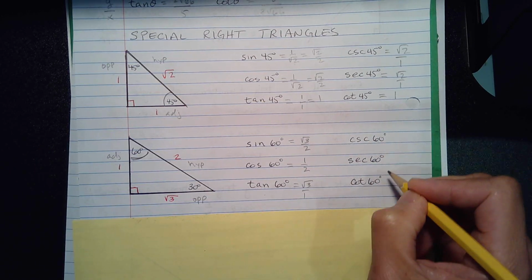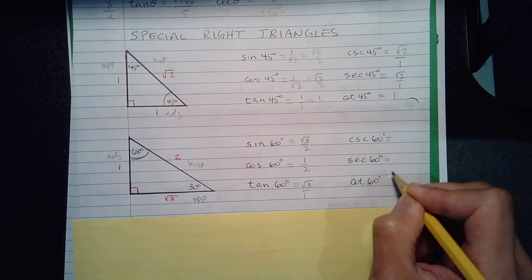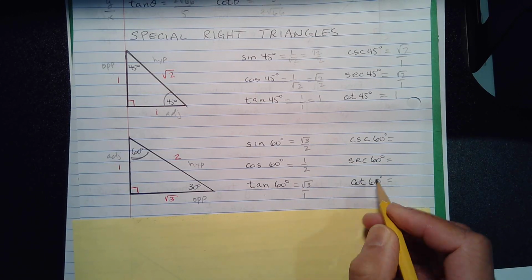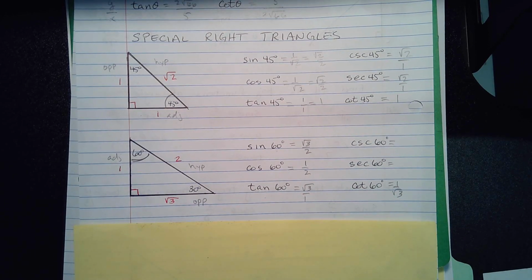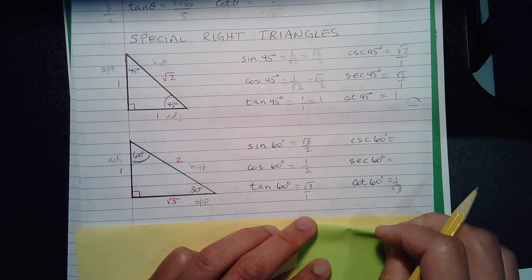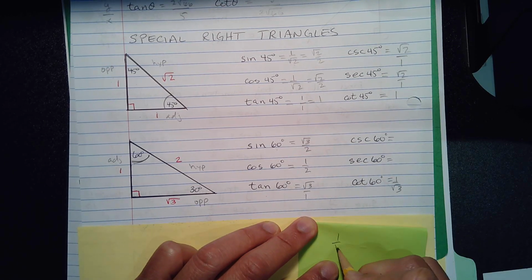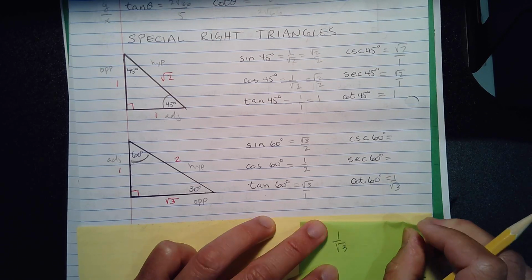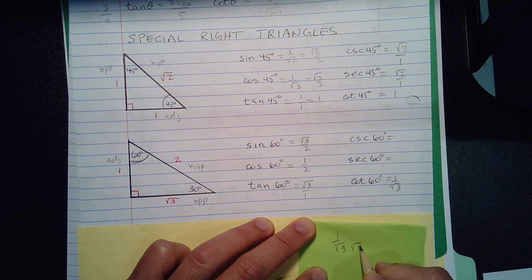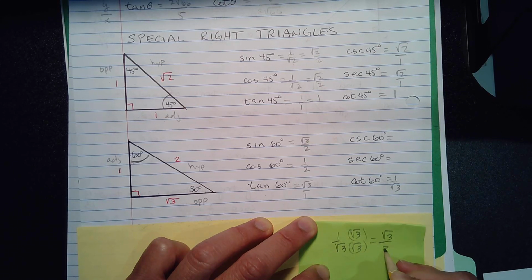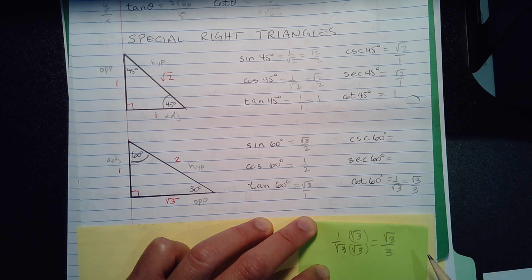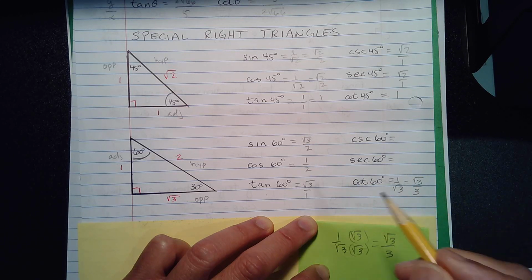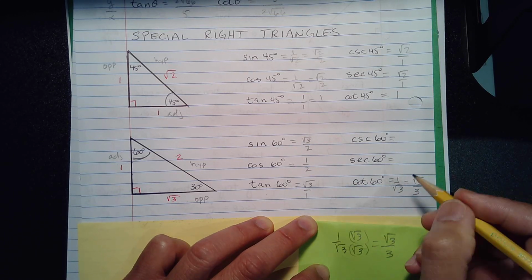All right, well now let's find the other trig functions. So cotangent is going to be 1 over radical 3. And again, to adjust this here, 1 over radical 3, what you're going to do is multiply by radical 3 over radical 3. So we have radical 3 over 3. Okay? Because for these special right triangles, I don't want radicals in the denominator.